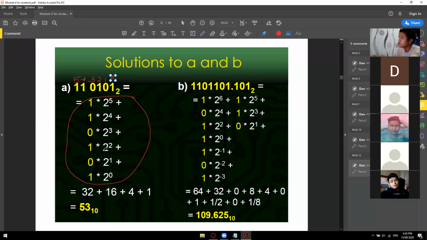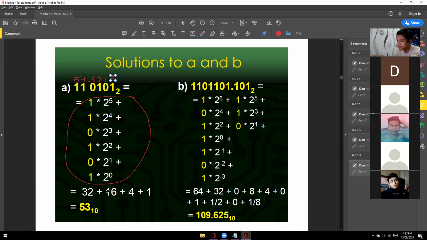And then 1 times 2 raised to 2 is 4. And then 0 times 2 raised to 1 is still 0. So, hindi na rin sinama. But this one, 1 times 2 raised to 0 is 1. So, paano nangyari yun? Again, any number that is raised to 0 will be equal to 1. So kahit 1 million pa to, pero raised to 0, so 1 pa rin yun. So 1 times 1 is 1.